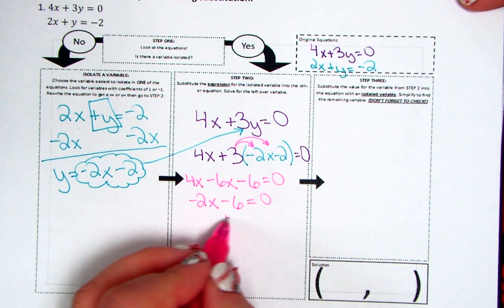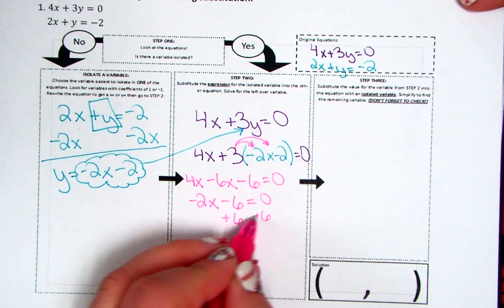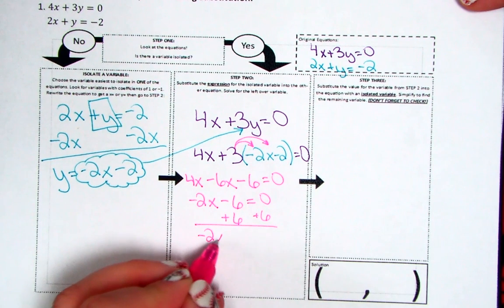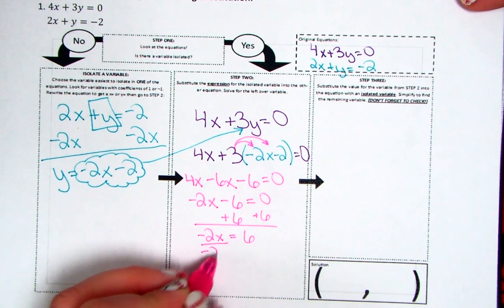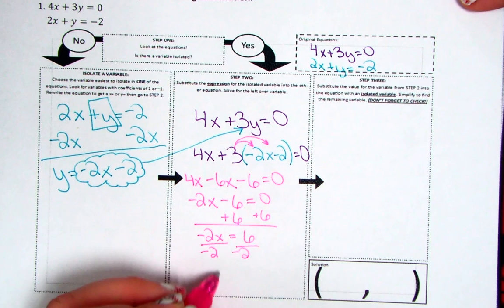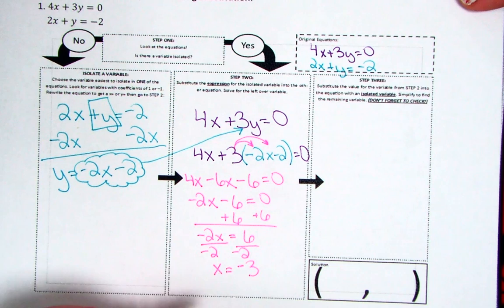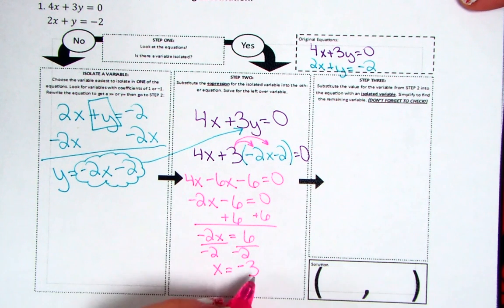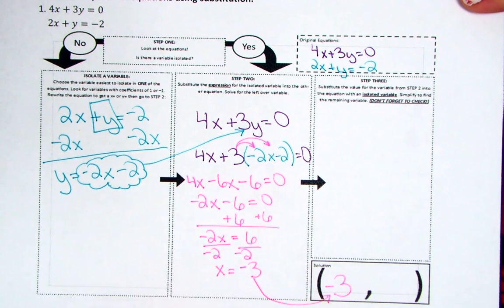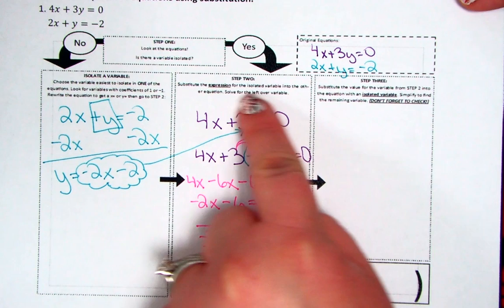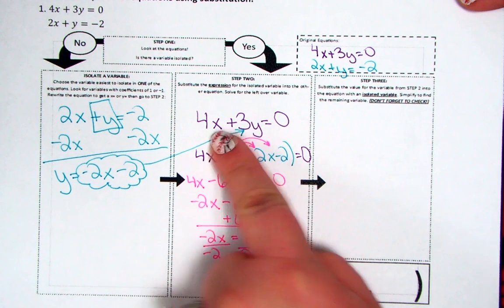And we can add 6 to both sides. Negative 2x equals positive 6. Divide by negative 2 on both sides so that x is equal to negative 3. So we will take that negative 3, and remember it's part of our actual solution. It's x, so we'll put it in the x spot. And we are going to take that negative 3 and plug it back in for x into one of our original equations.